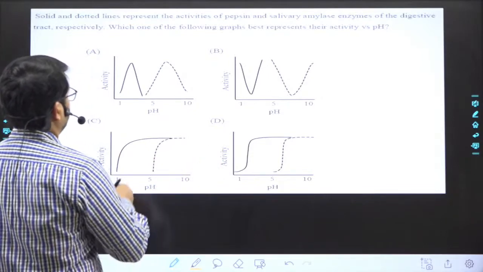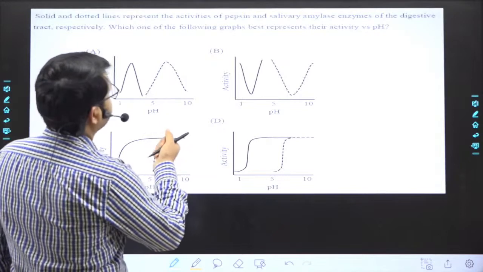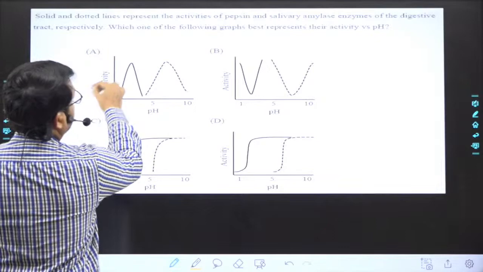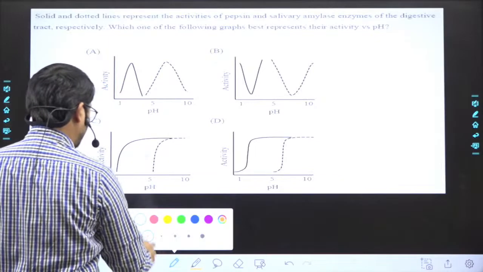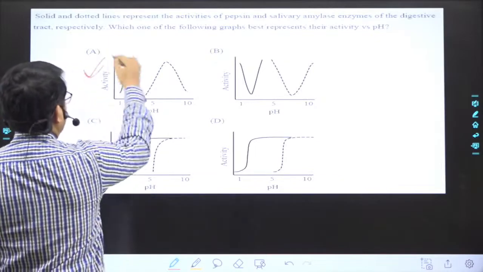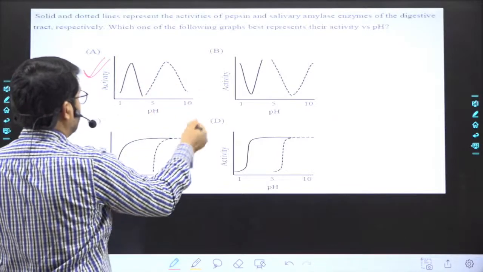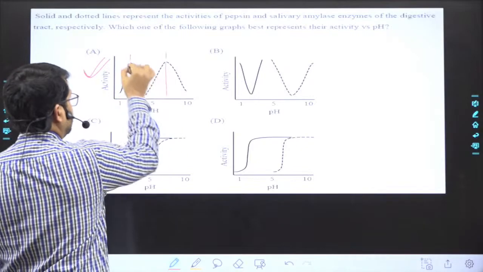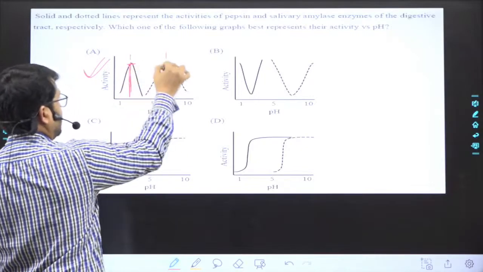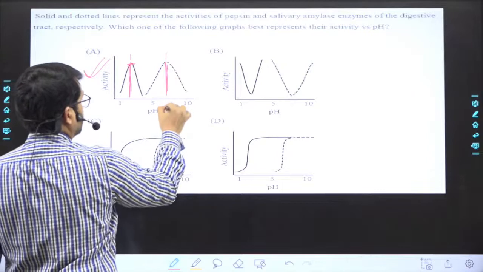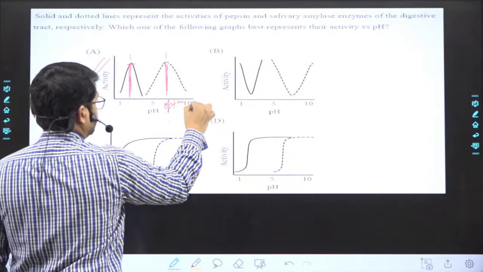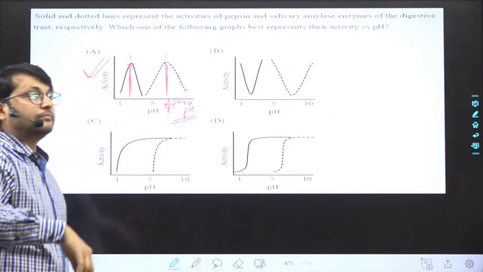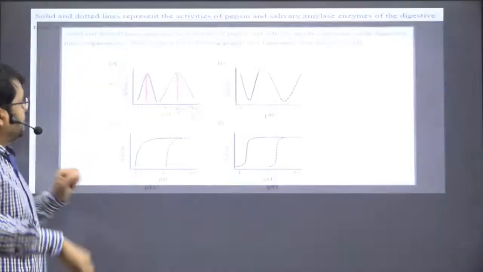So what you see here is option A should be the correct one. Okay? Option A should be the correct option. As you increase or decrease the pH, the activity is lost, and at a particular pH, see this pH, the activity is maximum. This pH is known as the optimum pH of that enzyme. Okay, great. Let's move to the next question.